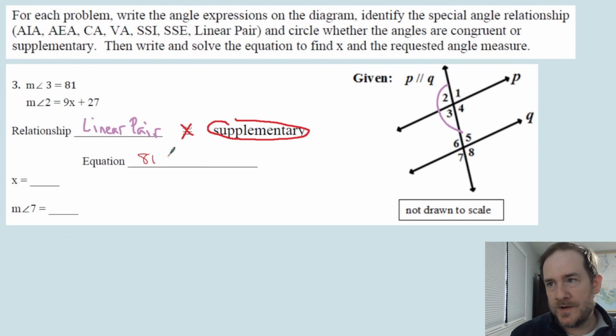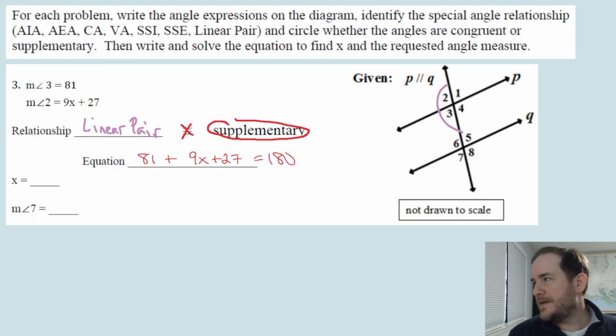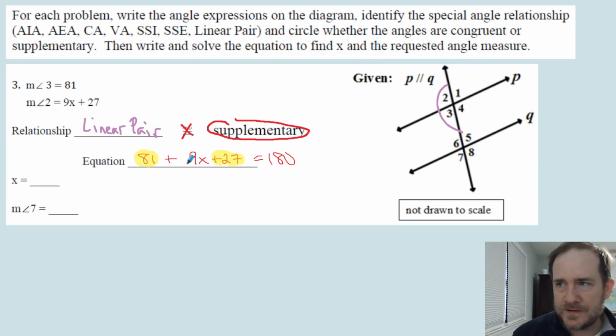You'll say that the 81 plus the 9x plus 27 equals 180. And again, when you've got like terms together on the same side of the equation, just combine them like normal. Don't try to subtract 27 from both sides. Definitely don't subtract 27 from the 81. They're already together on the left-hand side. Just add them together like it says to. It says do 81 plus 27. Okay, so do that. You get 108. And then you got your 9x too. So this side of the equation becomes 9x plus 108, and that equals 180.